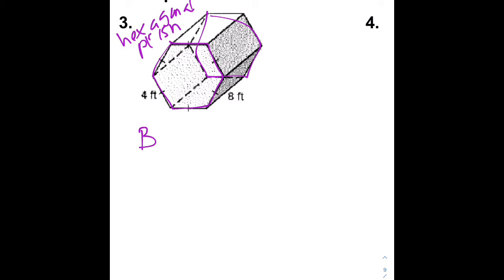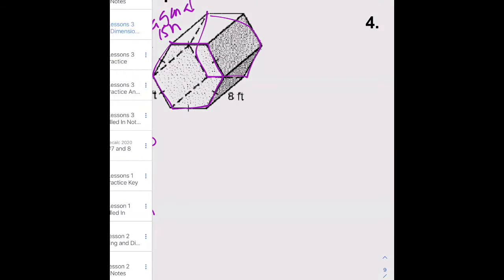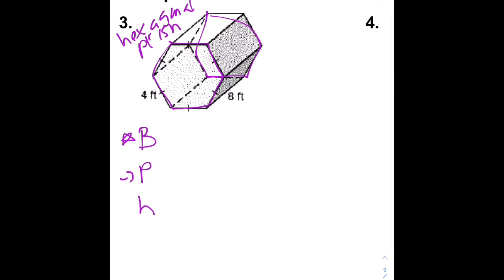So in order to use my surface area formula, I have to know the area of the base. I need to know the perimeter of the base and the height of the object. The base is the one that's going to be a pain in the butt to find. The perimeter is actually not too bad. Each side is 4. So I have 6 sides, so I know that the perimeter is 24. Your height is the distance between each of the bases, so that's 8.